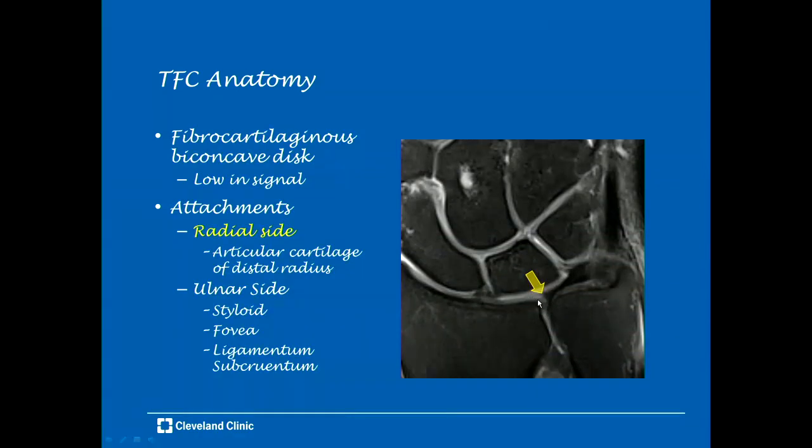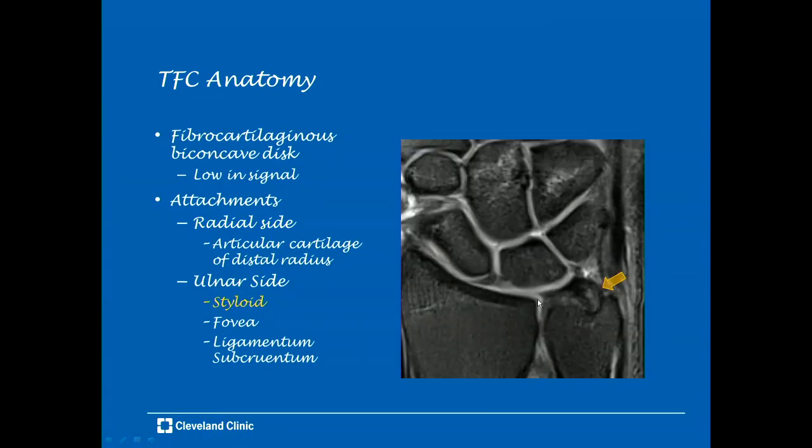It has two ulnar-sided attachments, first to the ulnar styloid, as shown here, and another attachment to the ulnar fovea, as shown here. In between these attachments, there's a high signal area referred to as the ligamentum subcruentum, which essentially is composed of fibrovascular tissue. And again, this is a normal appearance and shouldn't be mistaken as a tear.